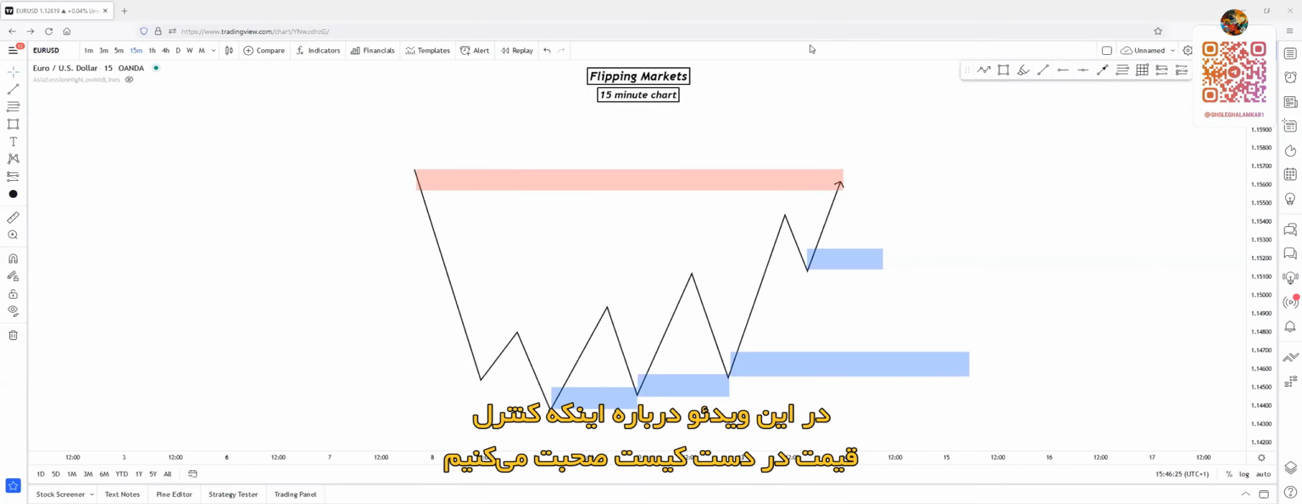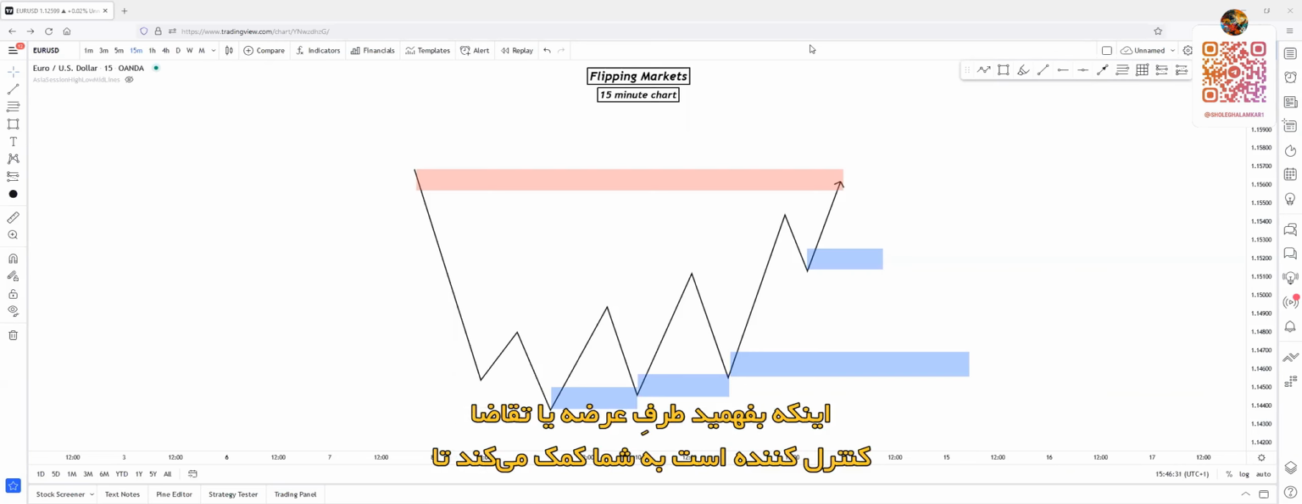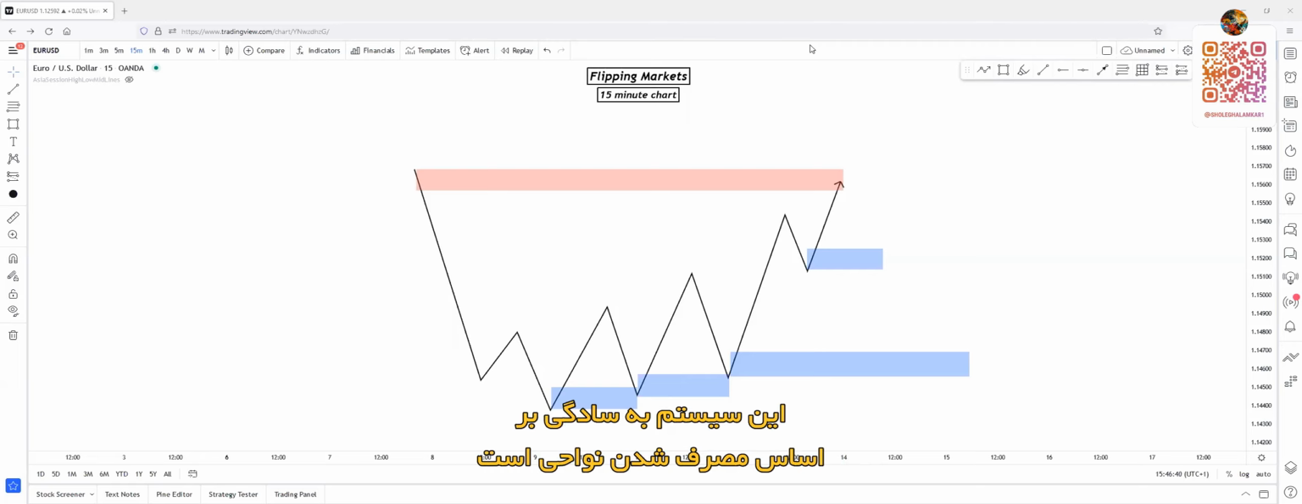We'll talk about the who's in control topic. This is one of the most important things to master in supply and demand trading. Understanding if supply or demand is in control can help you avoid a lot of unnecessary losses. How does this system work? It works based on simple mitigations.